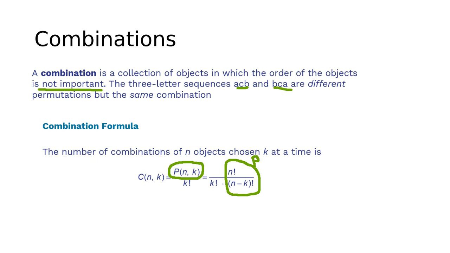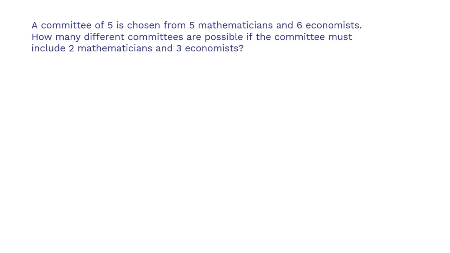A committee of 5 is chosen from 5 mathematicians and 6 economists. How many different committees are possible if the committee must include 2 mathematicians and 3 economists? Okay. So let's go ahead and try this problem. Let me go to the next slide.